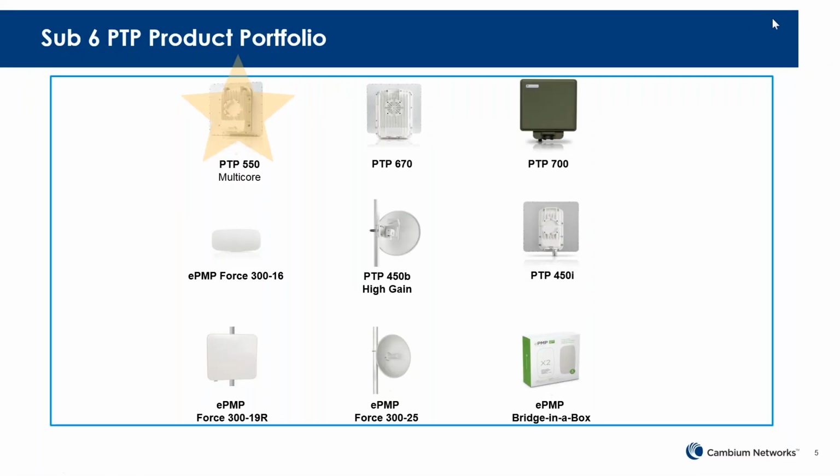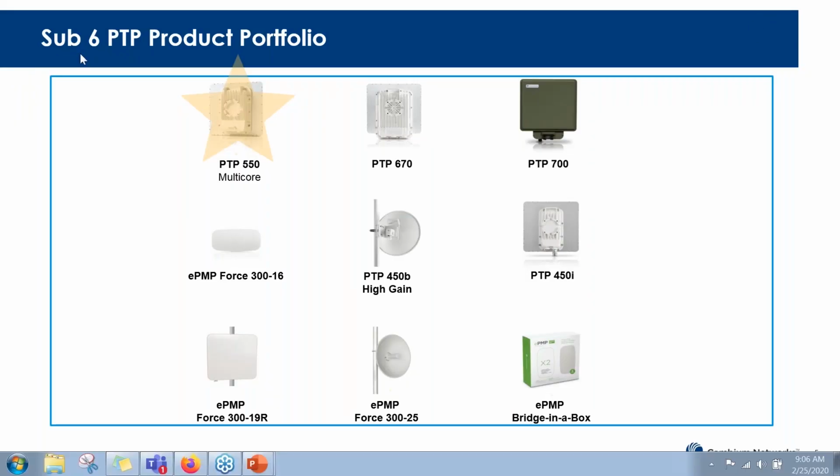So here is the sub-6 PTP portfolio that Cambium Networks has. It's a diverse range of portfolio starting from the PTP 550, which is the multi-core dual band radio. We also have the PTP 670 and the PTP 700. Those are the industrial grade products. We also have ePMP 4316, which is based on the 802.11ac chipset. Similarly, we have the ePMP 4319R. We also have ePMP Force 325.